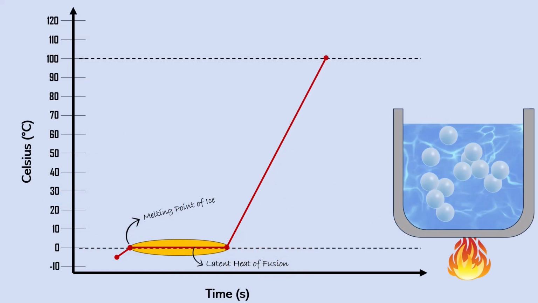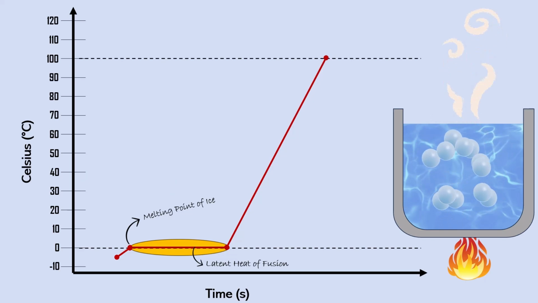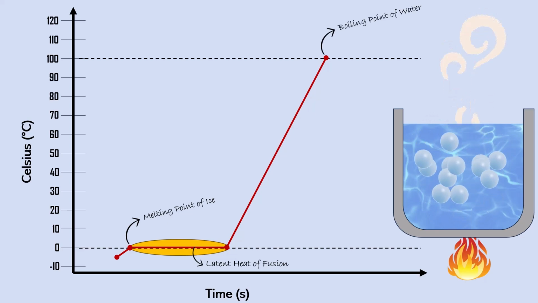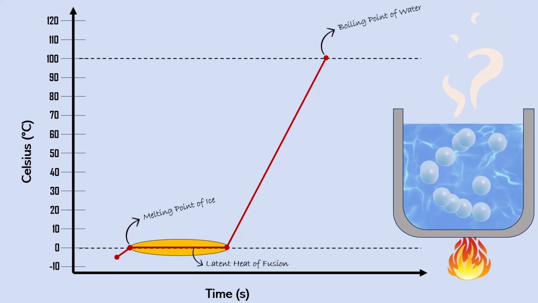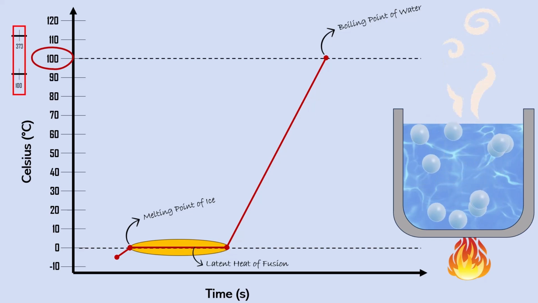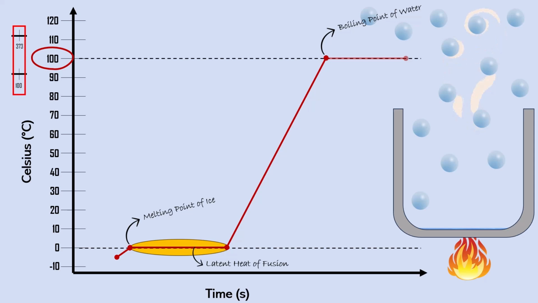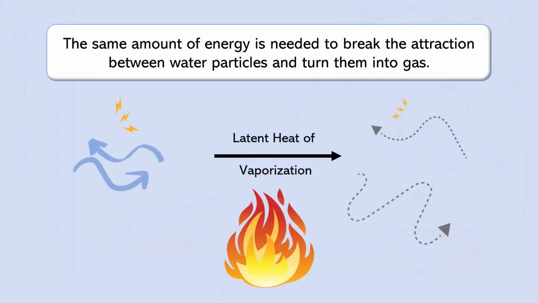At a certain point, the water starts boiling. That's when it changes from a liquid to a gas. This temperature is called the boiling point, which for water is 373 Kelvin or 100 degrees Celsius. The water doesn't just disappear, its particles gain enough energy to escape into the air as water vapor. The energy needed to turn water into vapor is called the latent heat of vaporization. The same amount of energy is needed to break the attraction between water particles and turn them into gas.